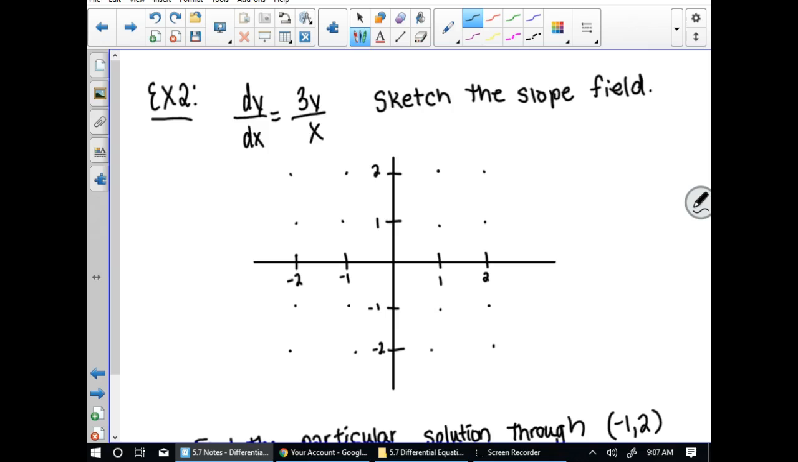So if we sketch this slope field, what are we going to get anytime x is 0? We're going to get 0 on the bottom, so that's undefined. Undefined is vertical lines. Notice I skipped 0, 0, because what do you get at the point 0, 0? You get 0 over 0, and 0 over 0 is not undefined, it's indeterminate, so they're never going to ask you to put a point there.